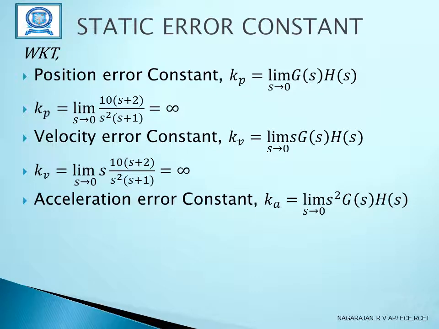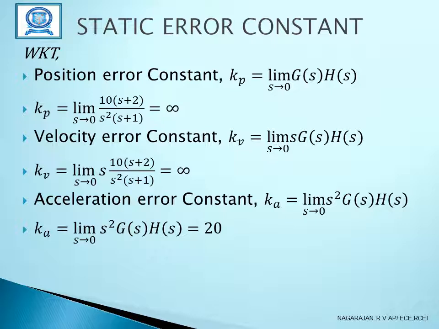And next, the acceleration error constant. Ka is equal to limit s tends to 0 of s square into G(s) into H(s). Substitute the G(s) value and also apply the limit s tends to 0. When we apply s tends to 0, we will get the answer 20. Okay, so the first part is completed.